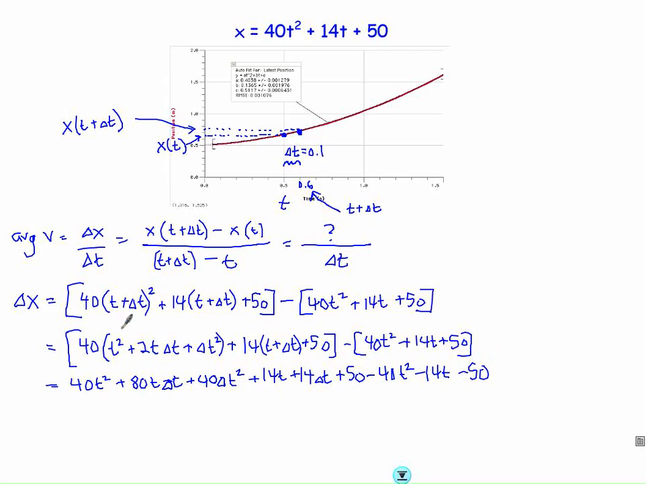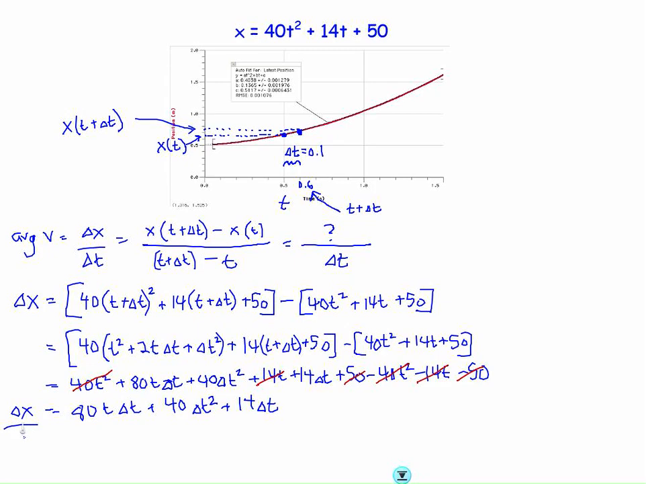Whew, that's a lot, but we're almost there. And there's some cancellation we can do here. 40t squared cancels with minus 40t squared. 14t minus 14t. 50 minus 50. All right, where are we? Looks a little bit nicer now. 80t delta t plus 40 delta t squared plus 14 delta t. That's what that all reduces to. That's our delta x.